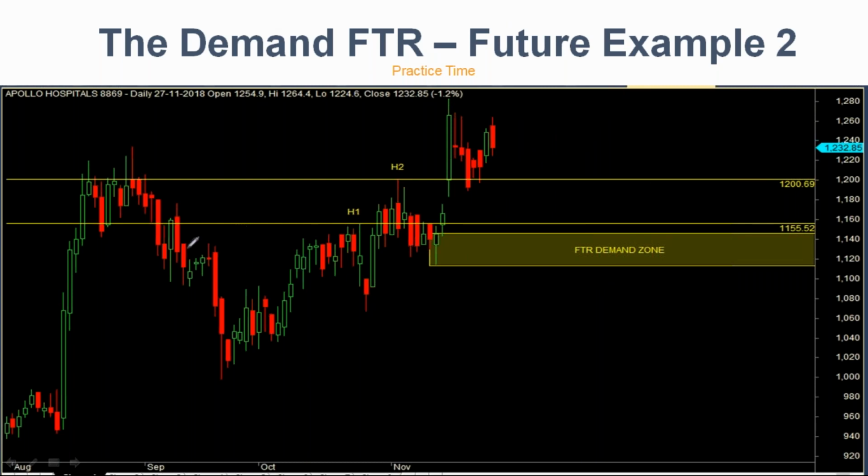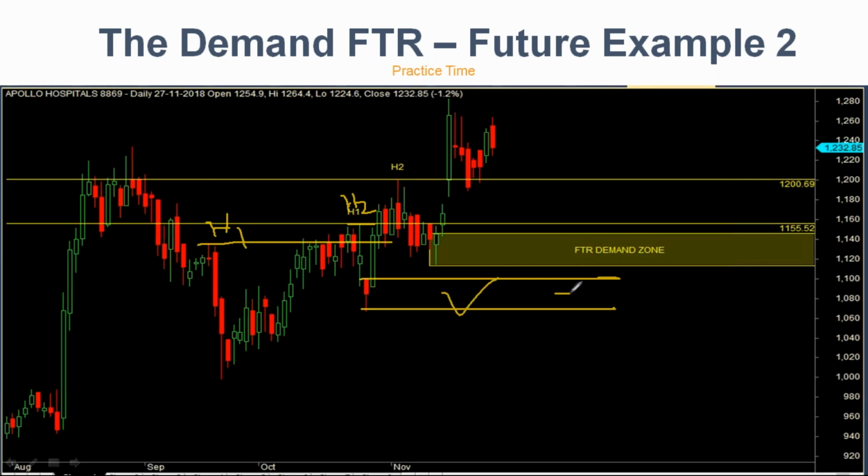Now let us take this. This is a high, no? This high is broken. And this high is broken and further came down. Correct? So this H1 is H2 now. In lower case, this is H1. Price comes down, formed a base and boomed up. This is also an FTR.